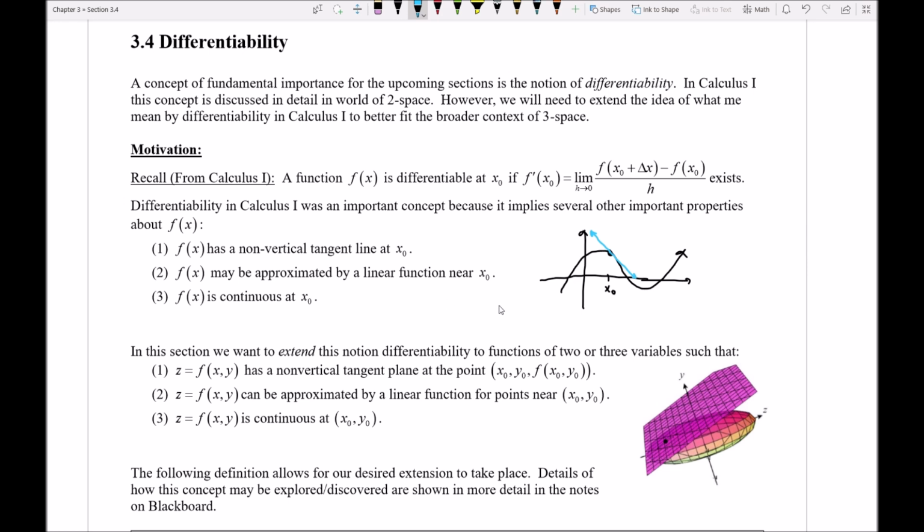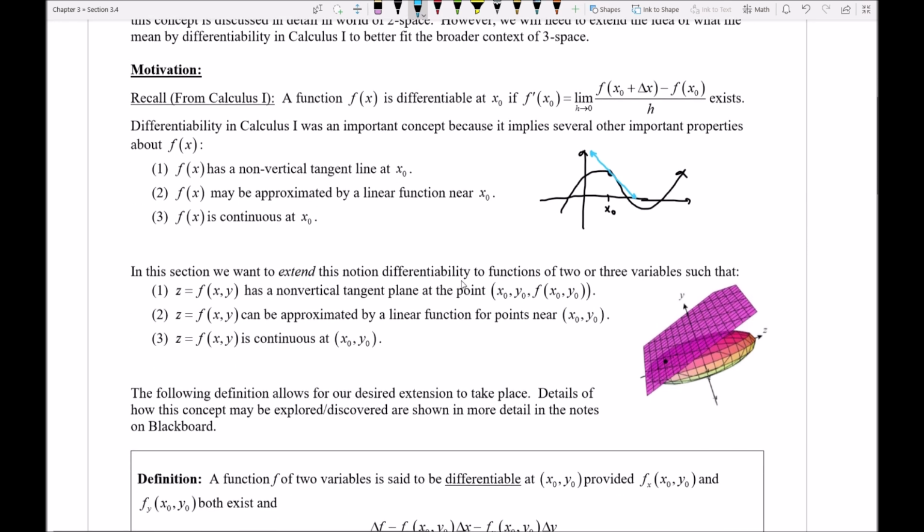And finally, we had an important idea that differentiability implied continuity. That is, if a function was differentiable at a point, it had to be continuous there. There couldn't be any holes or breaks or jumps or gaps at that point if I was going to have a differentiable function. So in Calc 3, we want to go ahead and try to expand all three of these notions, all three of these kind of implications of differentiability, to our 3D surfaces. So let's take a look.